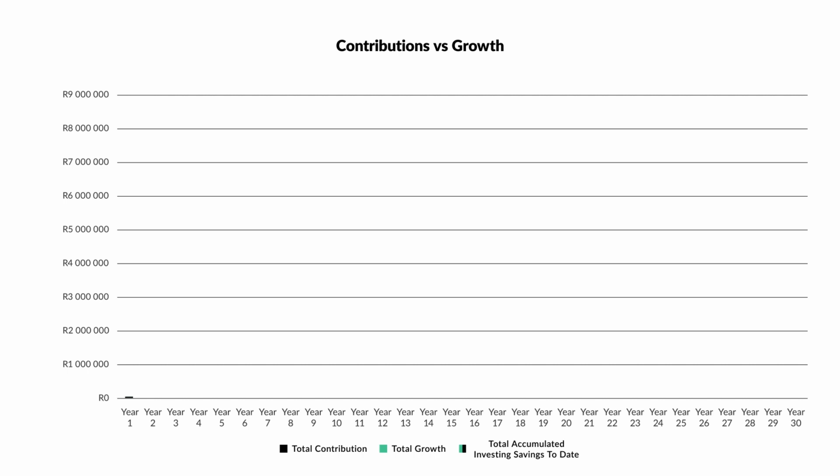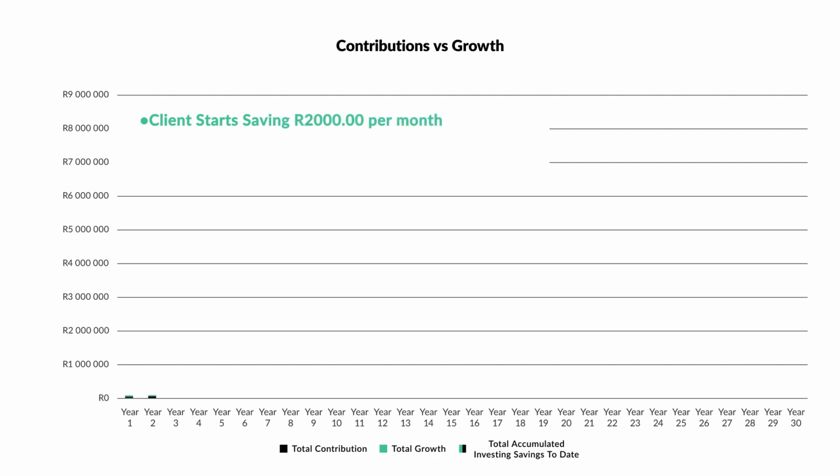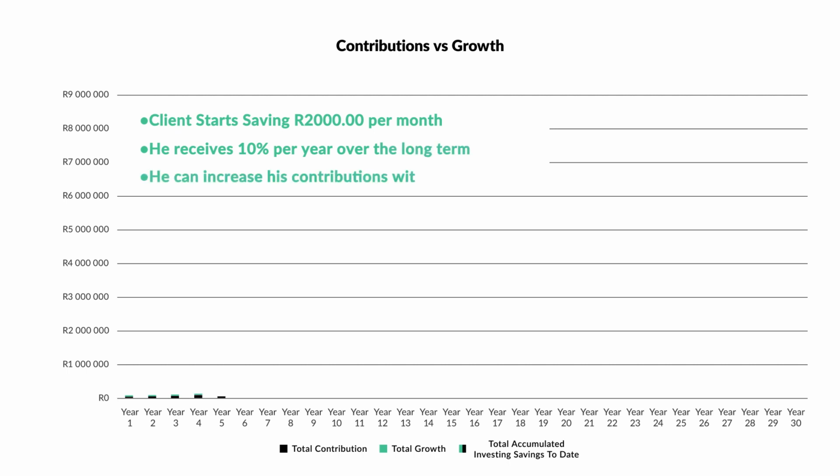Very simple, using an example, a client starts to save 2,000 Rand a month in his pension fund. He will get 10% a year over the long term, and he would be able to increase his contribution by approximately 6% a year. So let's see what happens over time.